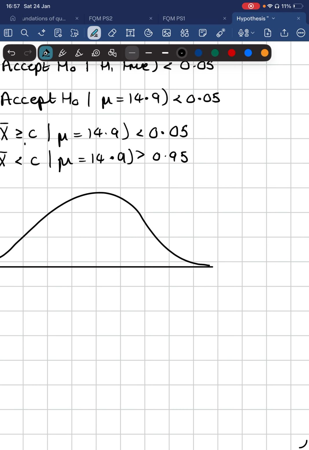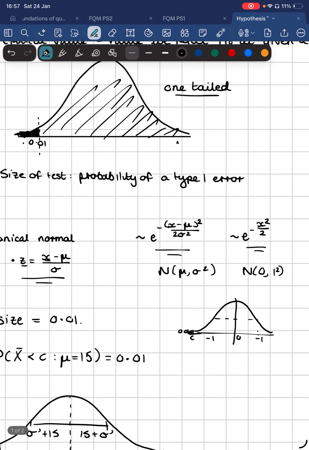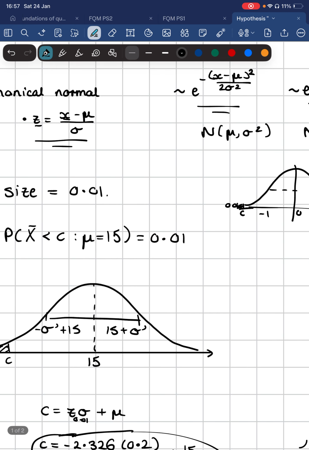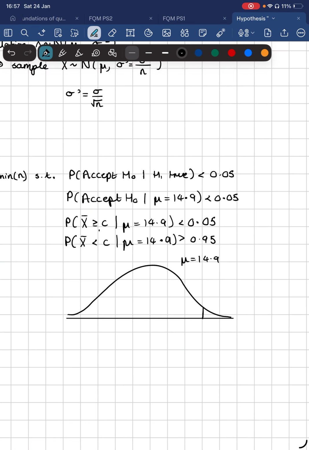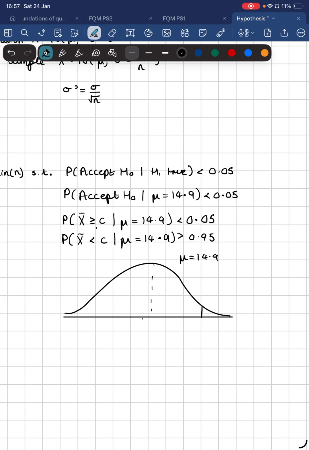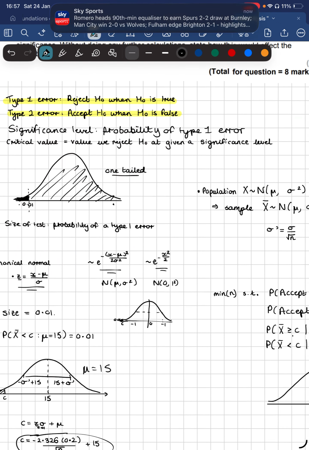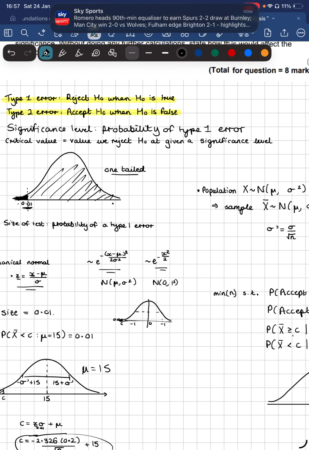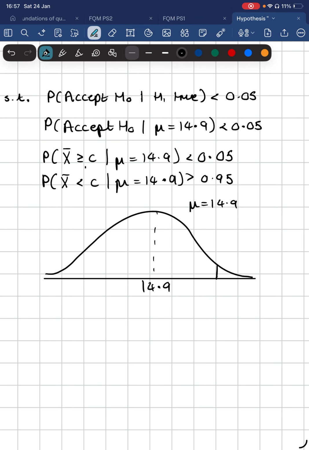We need, on this graph, for it to be a type 2 error, which is now with mu. So the one before, on the first graph, was with mu equals 15 up here. This one now is mu equals 14.9. And so for the same thing to hold true, we need the value C, which we determined as this thing here, to correspond to an area of greater than 0.95 on this graph. That's what's going to cause a type 2 error.